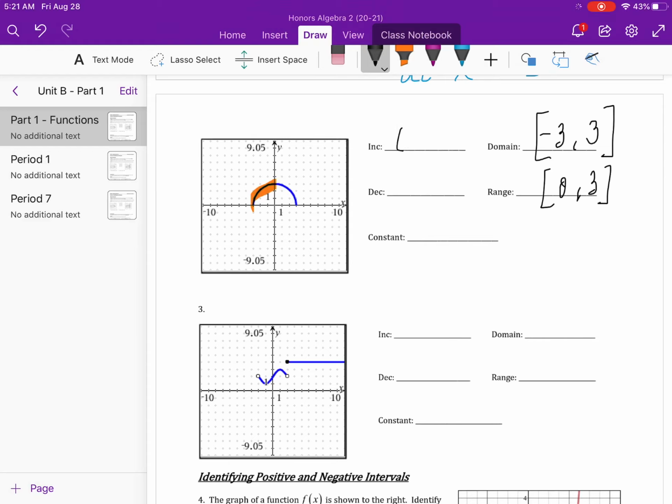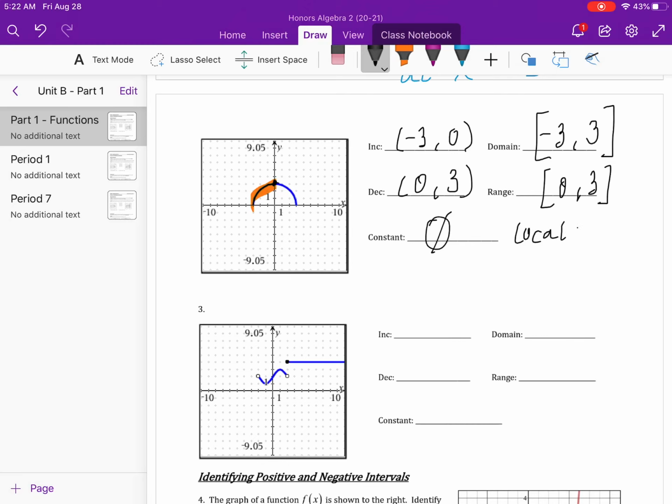Let's talk about increasing. Well, increasing is this part. So we're going to say, again talking about x values, from -3 until 0. And then it's decreasing from 0 until 3. Again, we're using parentheses because we don't know what's happening at the endpoints. And it's never constant. So usually we do something called the empty set. You can just write none, never, whatever.